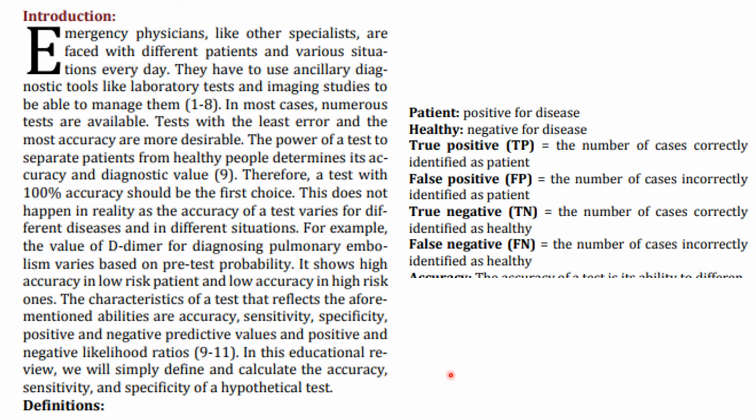Let's begin with some definitions. When we say patient, that means someone who has a disease. When we say healthy, that means they are negative for disease. They don't have the disease. A true positive is the number of cases correctly identified as patient. False positive is the number of cases incorrectly identified as patient. True negative is the number of cases correctly identified as healthy. And false negative, FN, is the number of cases incorrectly identified as healthy.